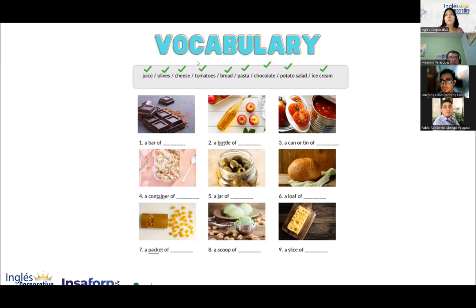Those are different containers, right? Different ways that we can call food, right? A bar of chocolate, a bottle of juice. I'm going to buy a bottle of apple juice, right? You can also include the fruit, etc. Okay. So now let's continue. Just let me clear that.